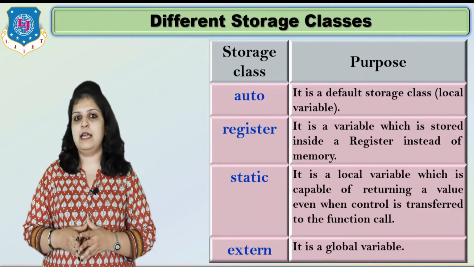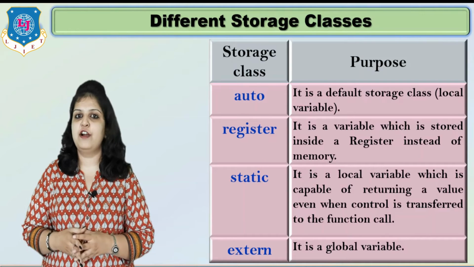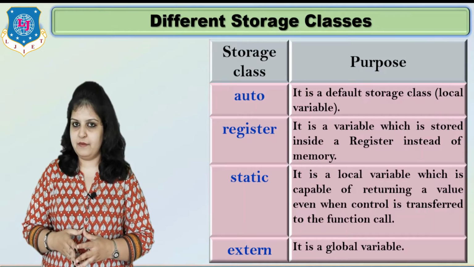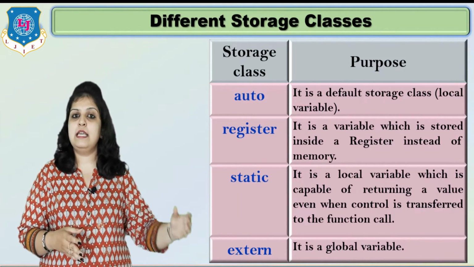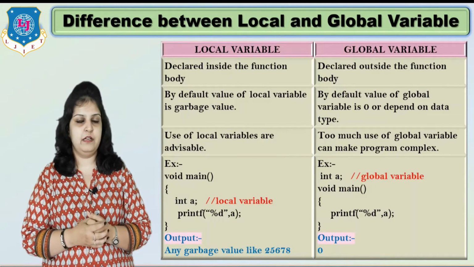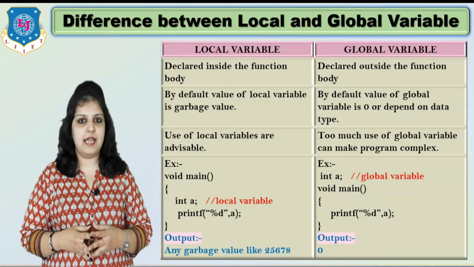And last is external variable, and for external variable we can use the keyword extern, and it is also called a global variable. So let's see first of all the difference between local variable and global variable. This theory is always asked for 3 to 4 marks in the exam.